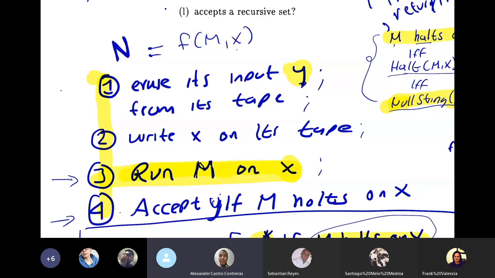And teacher, I don't get it. Why are we replacing A with X? Bueno, lo digo en español.